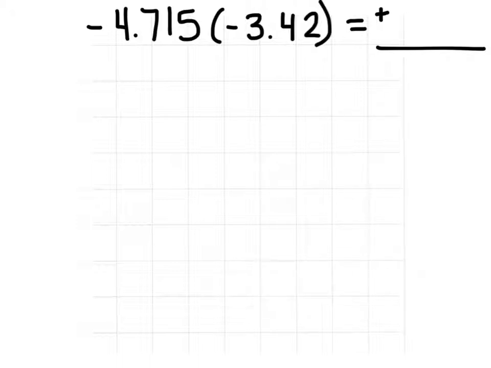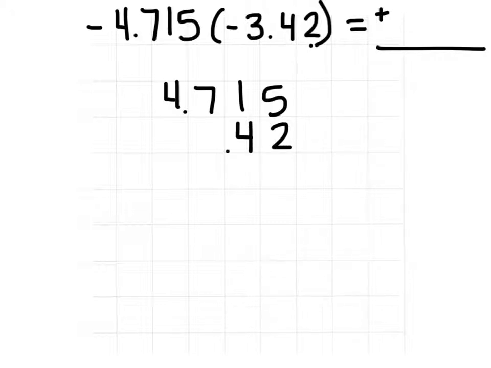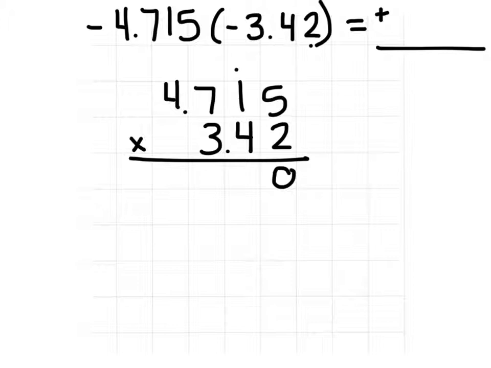So I always put the number with more digits on top. So I do 4.715. And then on the bottom, I'm going to line up now from the right and go 2, 4.3. And let's start multiplying. We're going to do 5 times 2, you get 10. 2 times 1 plus 1 is 3. 2 times 7 is 14. 2 times 4 is 8, plus 1 is 9.